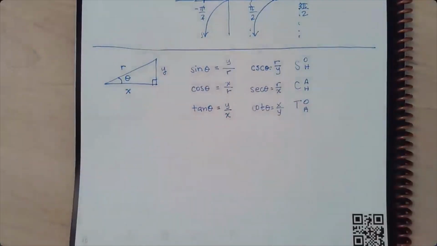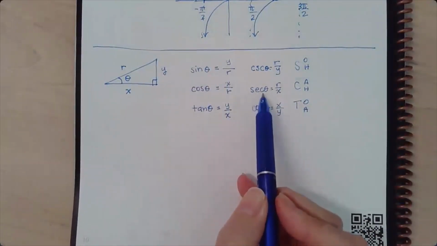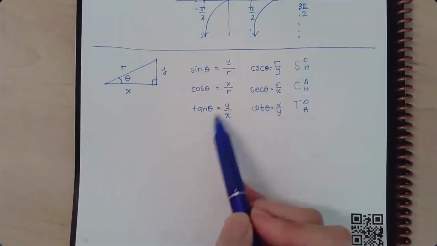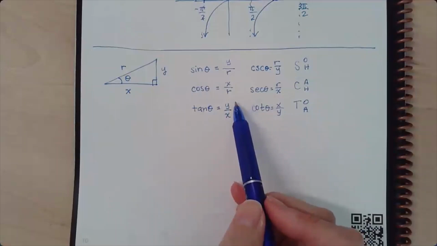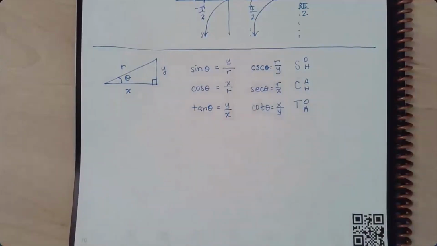Honestly, in calculus, we use these three the most, but secant shows up because it's got relations to tangent that we will talk about when we get to derivatives. So secant tends to show up too. Cosecant and cotangent don't show up as much. And when they do, I usually switch them around to be sines, cosines, and tangents anyway.